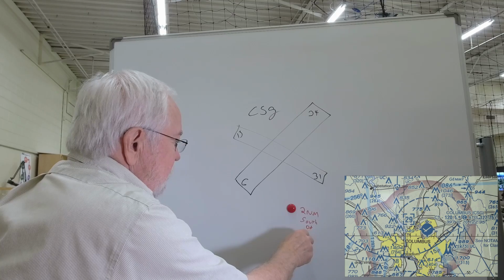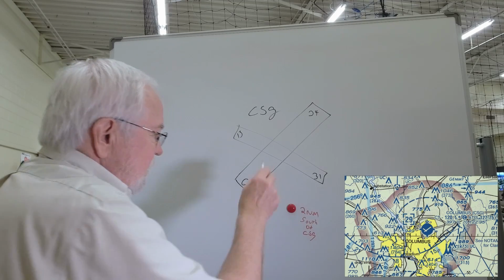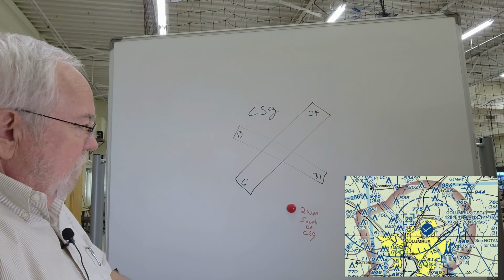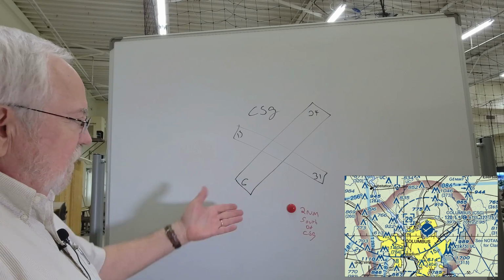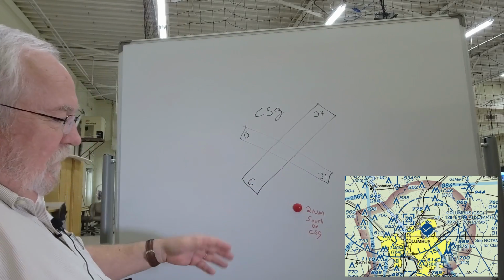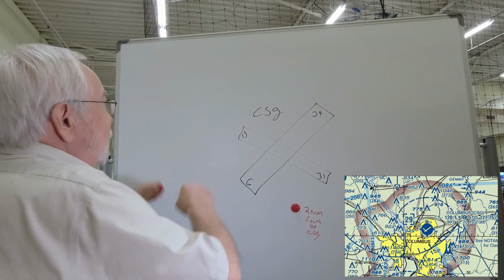south of CSG. CSG is Columbus. So we look at the sectional chart and we determine, yeah, it's controlled airspace. You can see it right there yourself. You've hopefully already figured it out. This is Class D airspace.